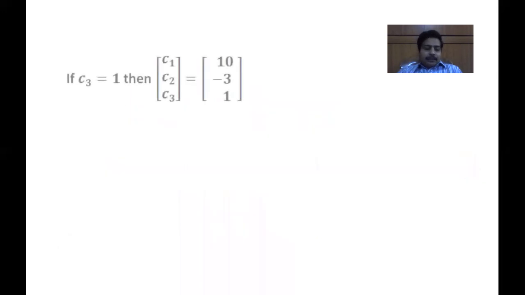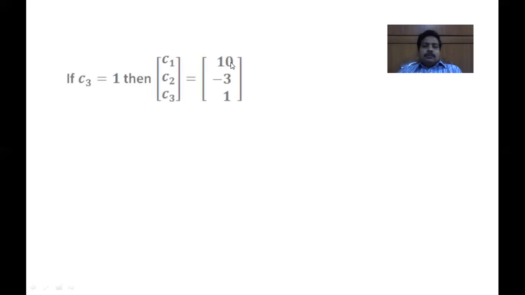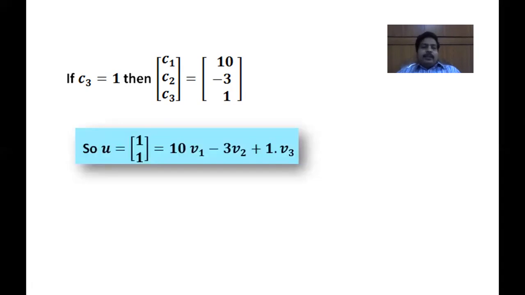And if we take C3 is equal to 1, so here we are substituting 1. So it will be 5 plus 5, 10, and minus 2 minus 1, minus 3, and 1. That is (10, minus 3, 1). That will be the new set of C1, C2, C3. So our U (1, 1) can be written as 10V1 minus 3V2 plus 1V3.